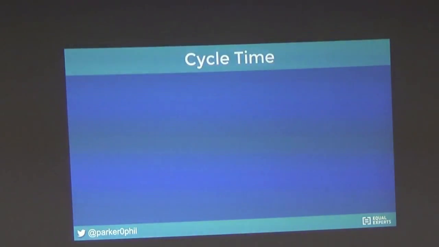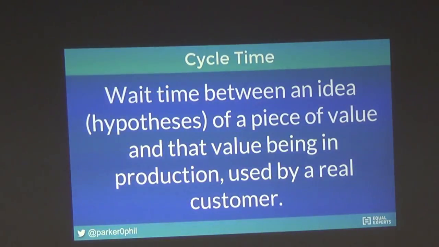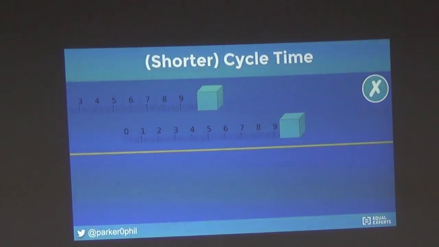So cycle time. This is probably slightly more complex than batch size, and I think people think of cycle time as being release frequency. We talked about smaller batch sizes, a higher release frequency, a smaller gap between releases. But that's not actually what cycle time is. You could have very frequent releases, a very small time between releases, and still have a very long cycle time. Because cycle time is actually the wait time between an idea, just the idea of a piece of value that you want to get in front of customers, and that actually being in production. You could have lots of ideas, but each of those ideas takes a year to get into production, and you could be releasing them very close together a year later, but still the cycle time is very long.